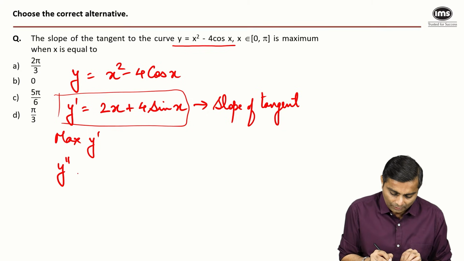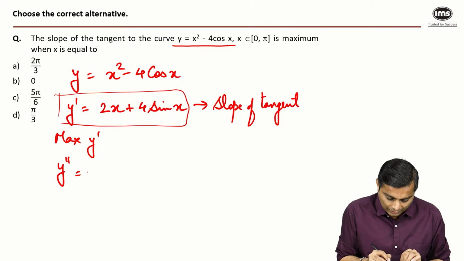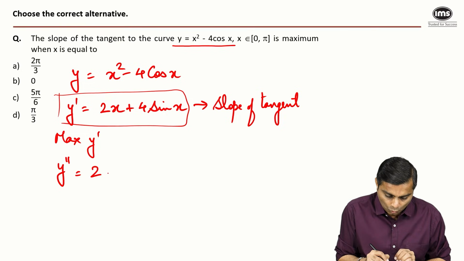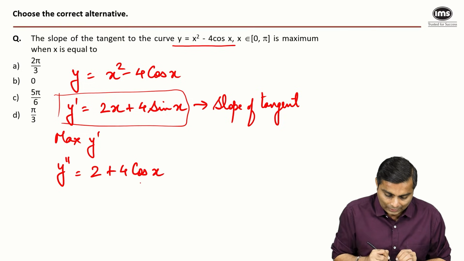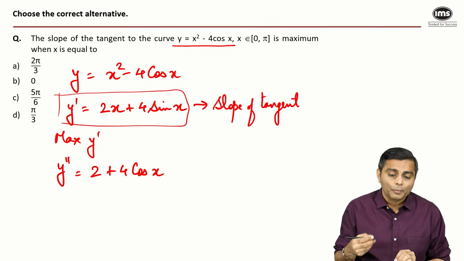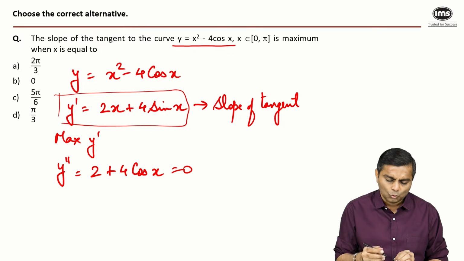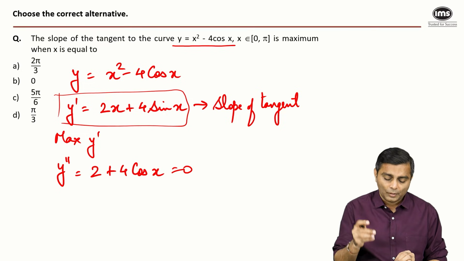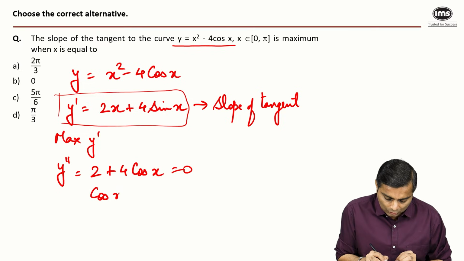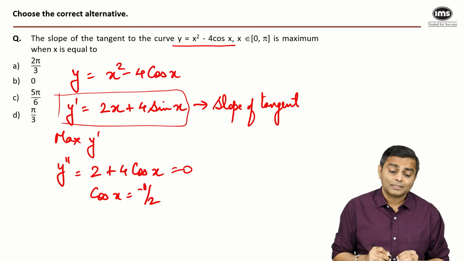Let me write this as y double dash, which is nothing but equal to 2x's derivative, obviously 2, and 4 sin x is becoming 4 cos x, right? Equating this to 0 because we want to maximize this. So, 4 cos x is minus 2, cos x is minus 2 by 4. So, cos x is minus half, right? Cos x is minus half.